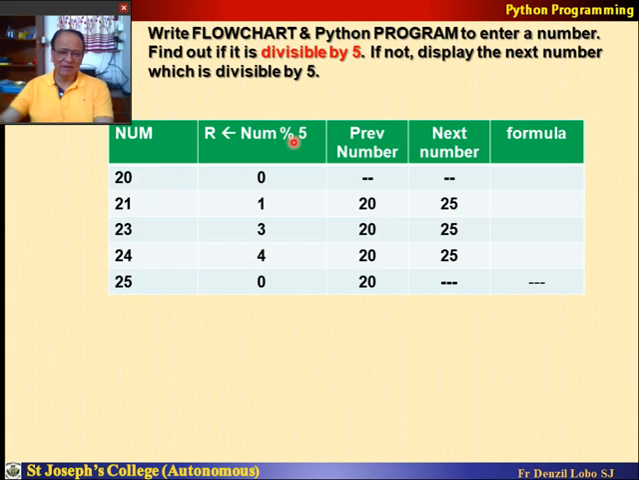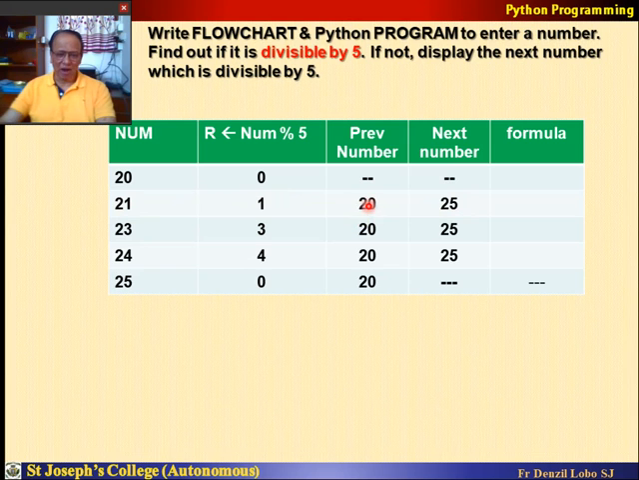I find the modulus, or the remainder, r is equal to number modulus 5. Earlier we have done number modulus 2 to find out whether the number is even or odd. As you see here, it is 0. Therefore, there is no previous number, there is no next number. If it is 21, then 1 is the remainder. What is the previous number? It is 20. What is the next number? It is 25. So please note that.